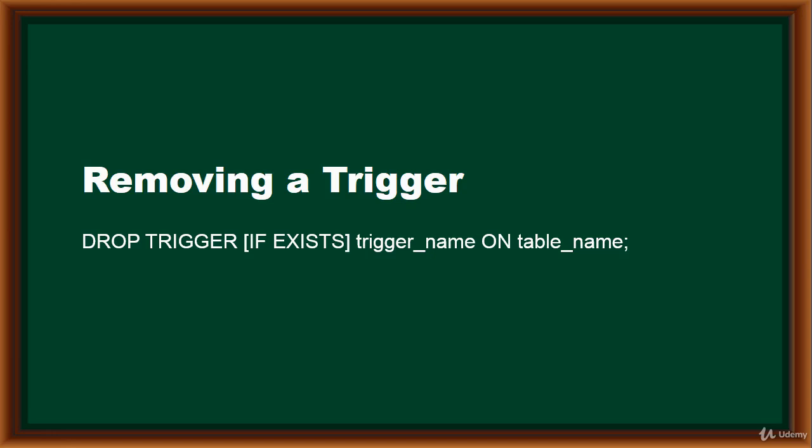To avoid errors of removing a non-existent trigger, it's best to use the if exists option, which is this if exists, and that way you avoid the error message coming up in case you're trying to remove a trigger that does not exist. So by using this if exists option, it checks first to see if there is such a trigger, then it goes ahead to remove it.